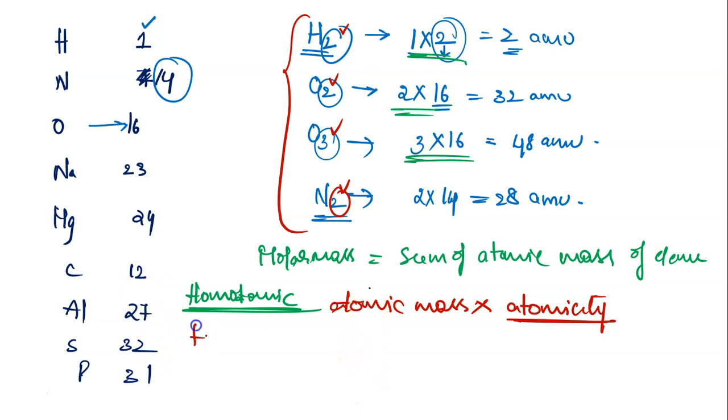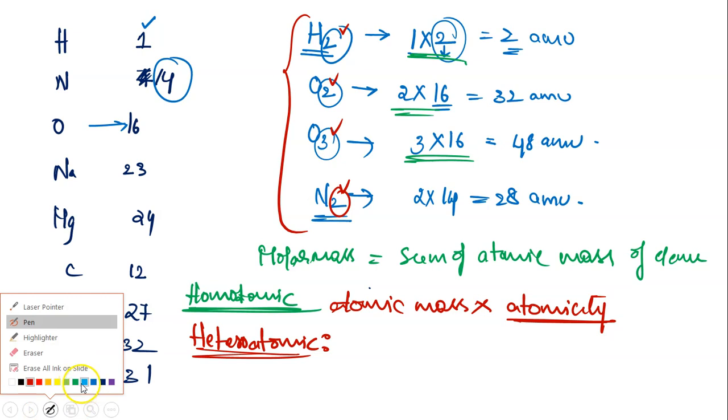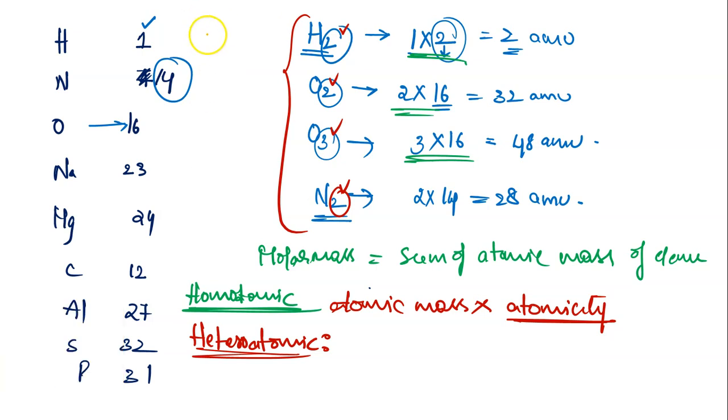And now what if you are talking about heteroatomic molecules? What's hetero? Hetero in the sense dissimilar atom containing molecules. Like maybe say you're talking about CO2. CO2 is carbon dioxide. How do you calculate its molar mass? You can't use atomic mass into atomicity, right? Because you don't have similar type of atoms to do so. So you will be using this formula.